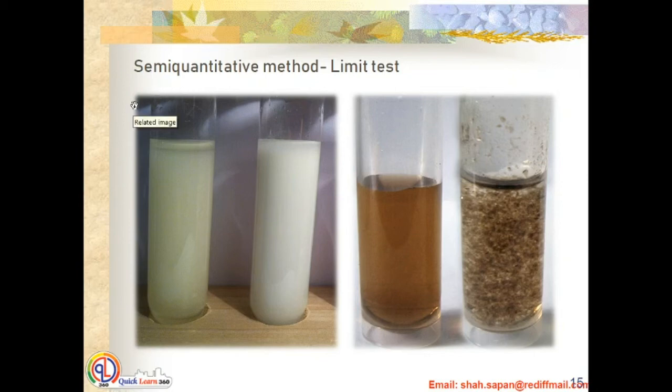The principle of the limit test depends on two things. First is the measurement of the turbidity produced in a sample against the turbidity produced in a standard, or the measurement of the color intensity produced in a sample against the color intensity produced in a standard.